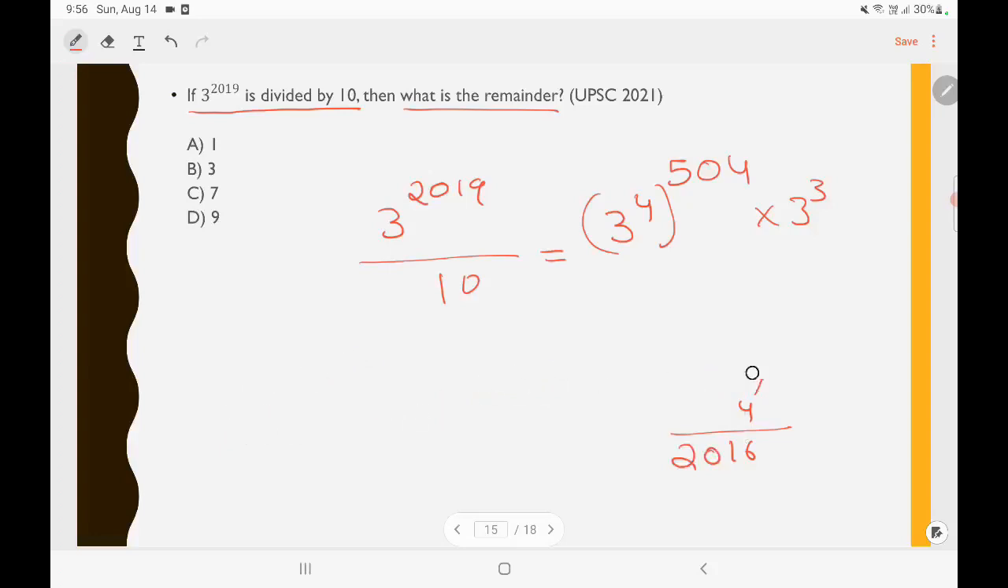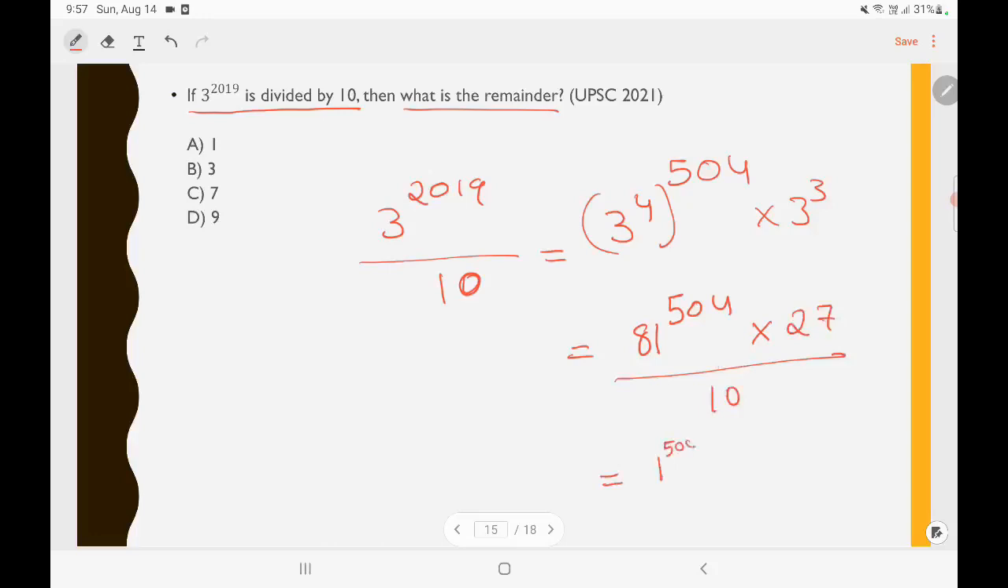Okay, so why have I written 3 raised to 4? Because 3 raised to 4 is actually 81. If 81 is divided by 10, then you will get remainder 1. Since we'll get remainder 1, the calculations are actually very easy. That's why I have written like this. So if the denominator is 10, you should try to make the numerator 81. Then the calculations will be easy. So here it will be like 81 raised to 504 into 27 divided by 10. So this is similar to 1 raised to 504 into, if 27 is divided by 10, the remainder is 7. So the answer is 7.